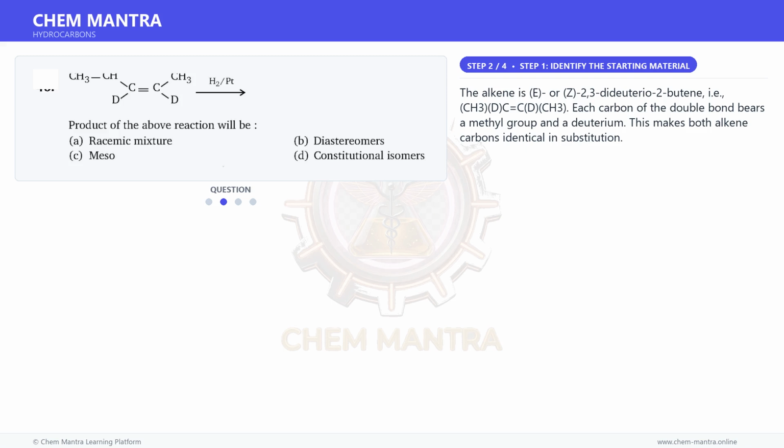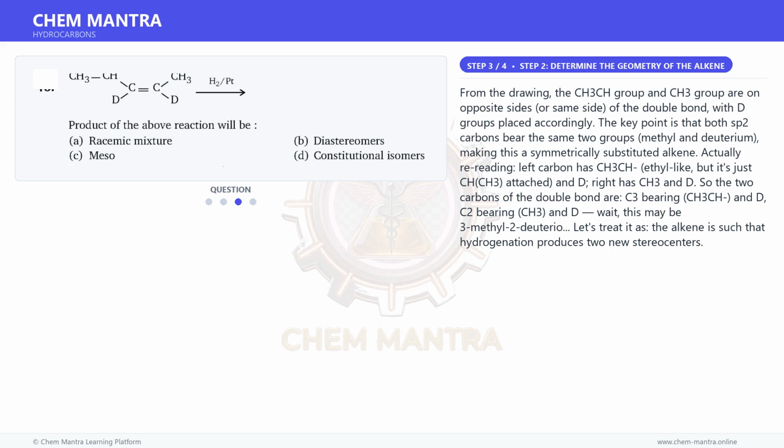The alkene is E or Z-2,3-dideutero-2-butene, i.e. CH3-CD=CD-CH3. Each carbon of the double bond bears a methyl group and a deuterium. This makes both alkene carbons identical in substitution. Moving on to the next step.